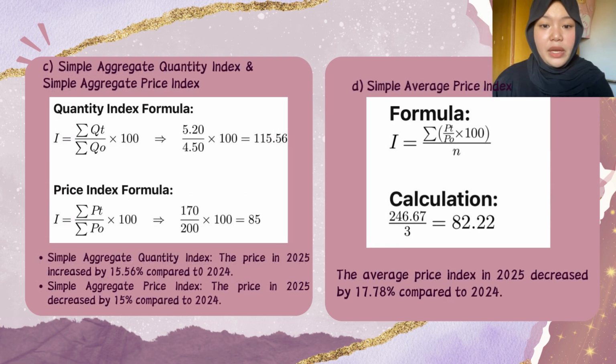Next, we calculate the simple aggregate quantity index. The formula is I is equal to summations of QT divided by summations of QO times with 100. So I is equal to 5.20 divided by 4.50 times with 100 equal to 115.56.